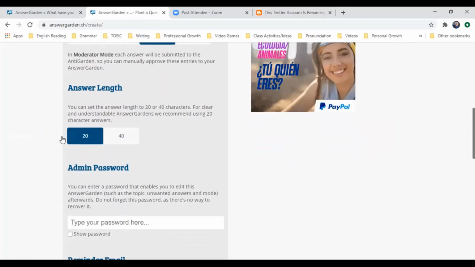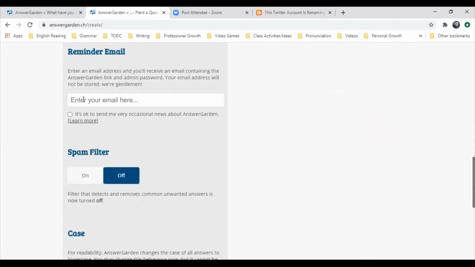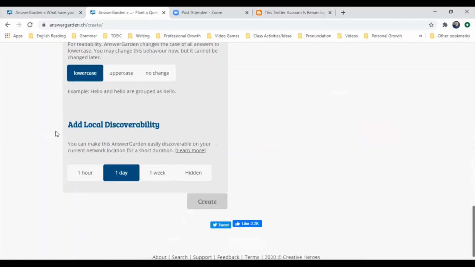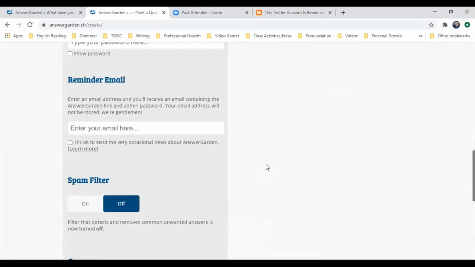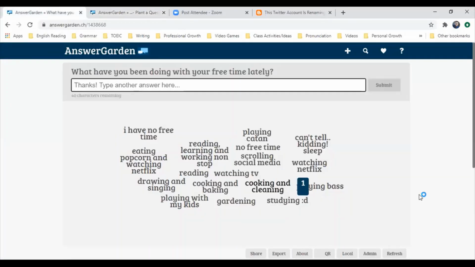You can choose 20 or 40 characters, right? If you want to set things up with a password, I don't know that that's really necessary. They have a reminder email, spam filter, lowercase, uppercase, and how long it's going to be available, right? So this is really easy to set up, and it's a nice resource, particularly for large classes. It doesn't really use video or anything. I think it would benefit people that have classes of 15, 20 or more students, to get some live interaction.